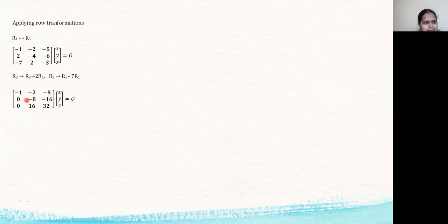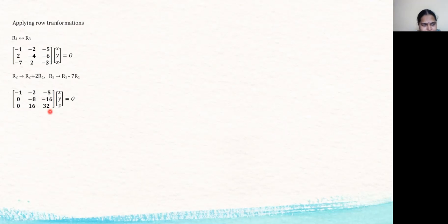First row write as it is. On the second row, this will become 0 because 2 minus 2 becomes 0. Minus 4 gives you minus 8, minus 6, minus 10, minus 16. Then on R3, minus 7 plus 7, 0. 2 plus 7, 14 will give you 16, and then minus 3 plus 35 gives us 32.